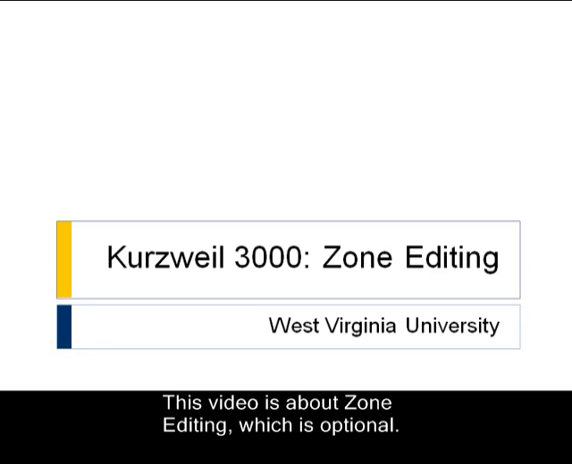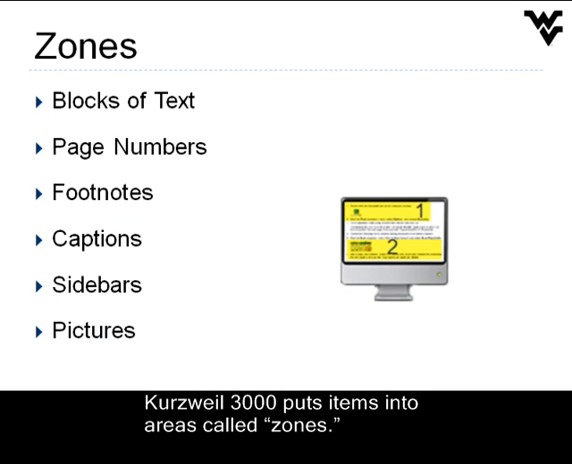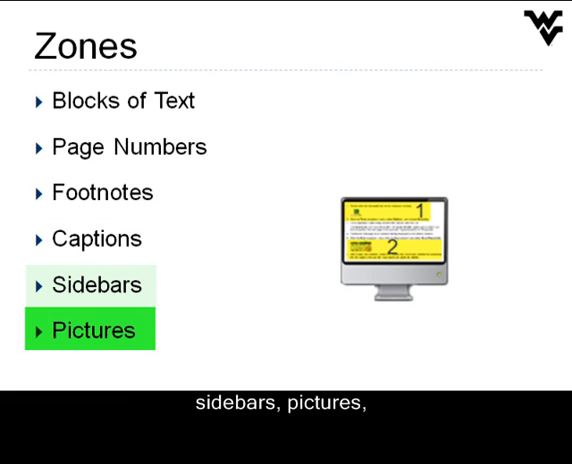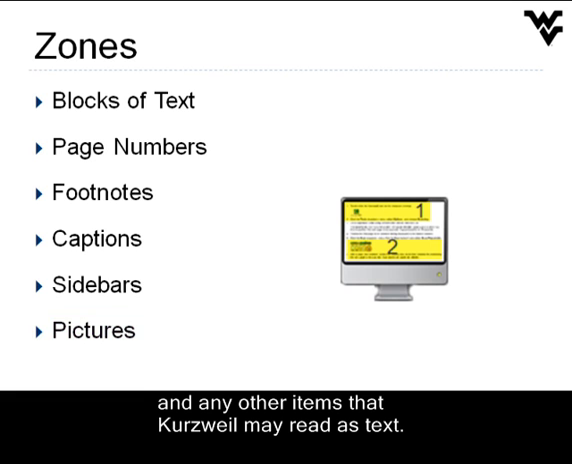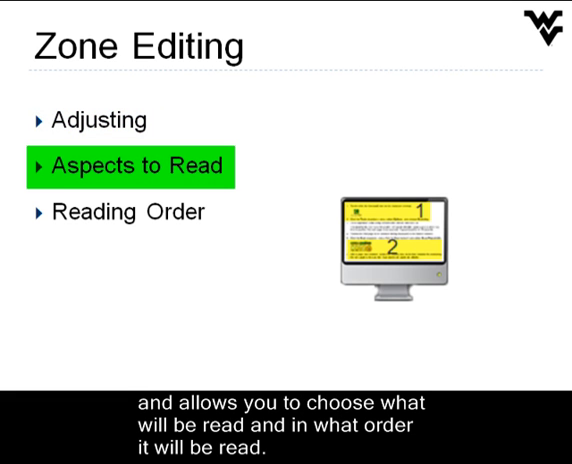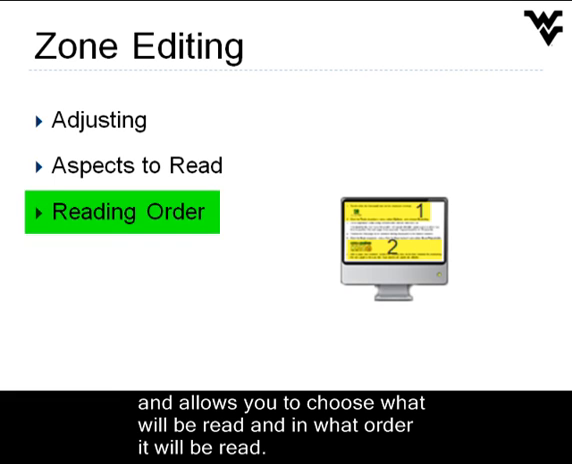This video is about zone editing, which is optional. Kurzweil 3000 puts items into areas called zones. These zones may include blocks of text, page numbers, footnotes, captions, sidebars, pictures, and any other items that Kurzweil may read as text. Zone editing allows for adjusting a variety of options and allows you to choose what will be read and in what order it will be read.